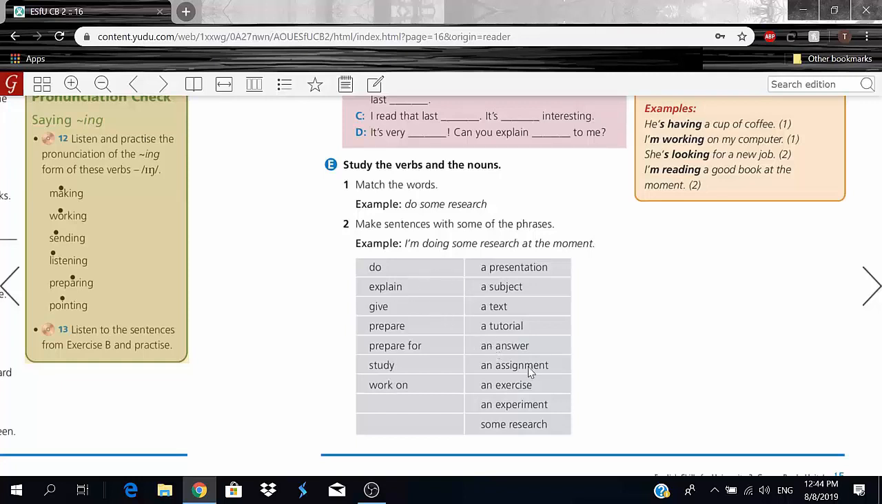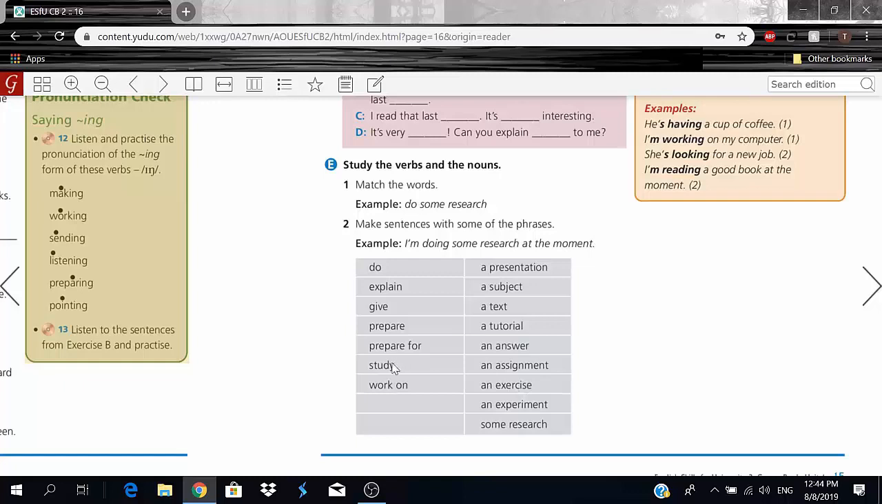Explain an assignment. You guys see, I'm using different nouns with different verbs multiple times. Totally normal. Give, I can say, give a presentation. Give a tutorial. Prepare, I could say, prepare a presentation. Prepare for a tutorial. Prepare for an answer. Prepare for an assignment. Prepare for an exercise. You see, I can use so many nouns with a single verb.